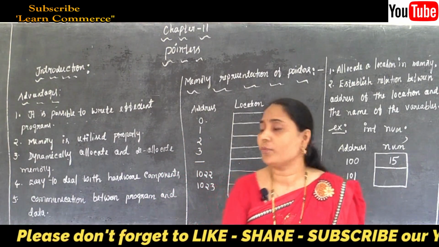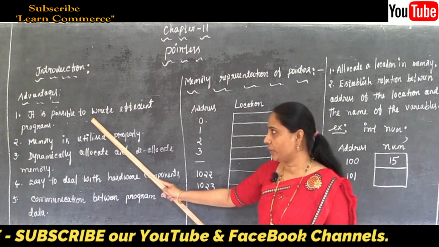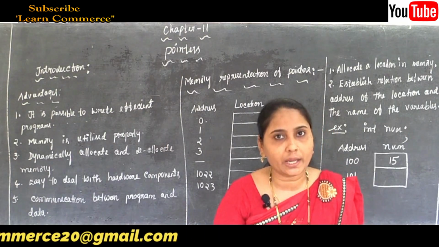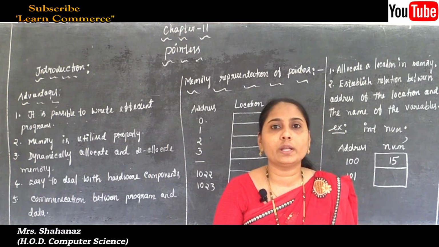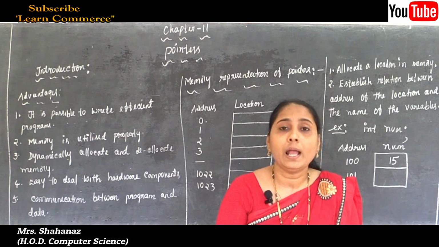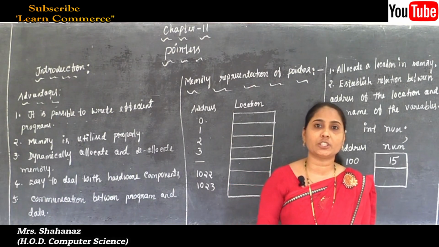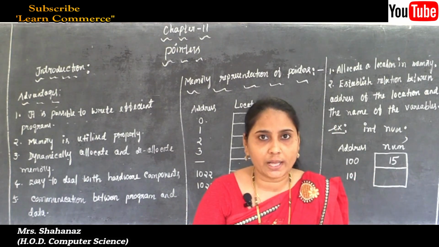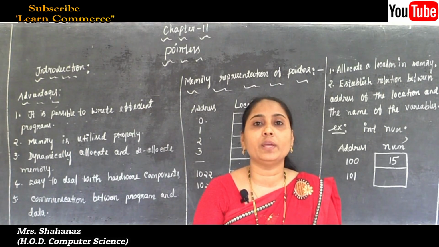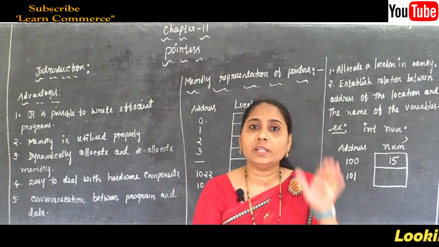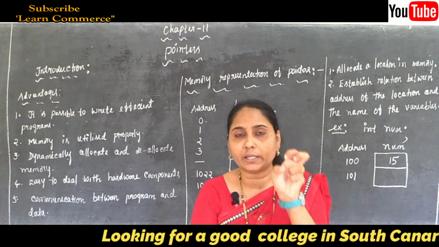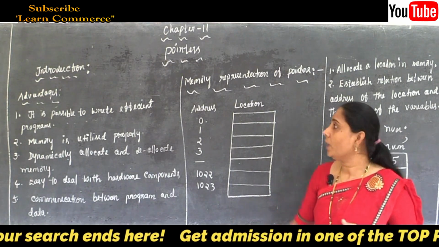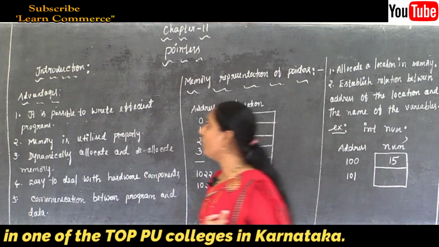So the first advantage, it is possible to write efficient programs; memory is utilized properly. Third one is dynamic allocation and deallocation of memory. Fourth one is easy to deal with hardware components. And lastly, there is proper communication between the program and the data, that is, the address of the location and the name of the variables. Clear this point here? With the address and the name of the variable working properly, there is no problem in the execution of the pointer program here. So all these advantages apply to our pointers here.